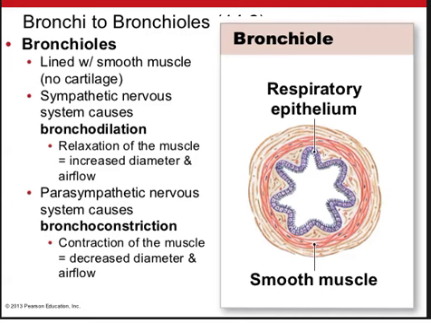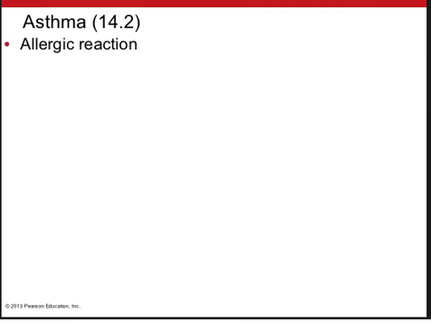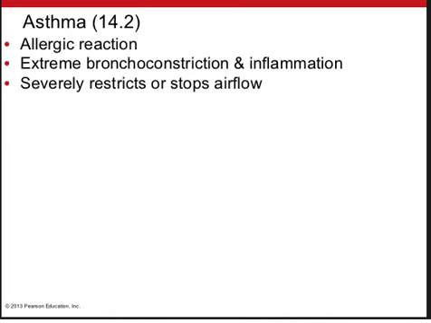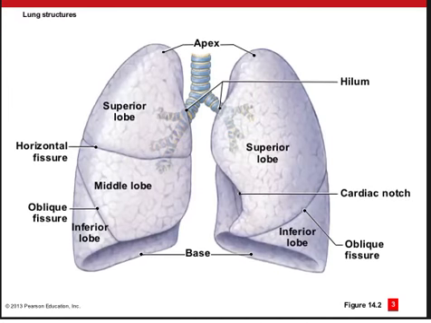As a result, we frequently give asthmatics inhalers that contain epinephrine in an effort to stimulate bronchodilation if they have an attack. Very important that they have that on hand, because if they undergo an encounter with their trigger and their airways close up to the point where they can't get air into the lungs, they could easily die. Asthma is an allergic reaction that results in extreme bronchoconstriction, usually via the release of histamine that promotes inflammation. It restricts or stops airflow, and it can be fatal.